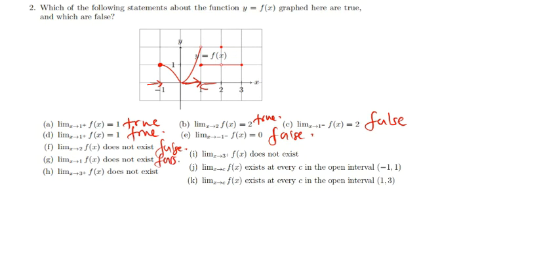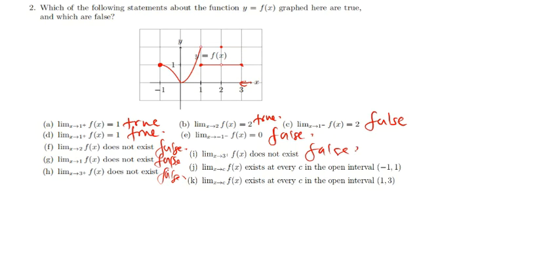It exists. Then limit as x approaches 3 from the right side does not exist. Let's see. As we are getting closer to 3 from the right side, the value of y is 1. So again, this is false. It exists. We can clearly see there. Now I is saying limit as x approaches 3 from the right side does not exist. This is the same question, so this is also false.